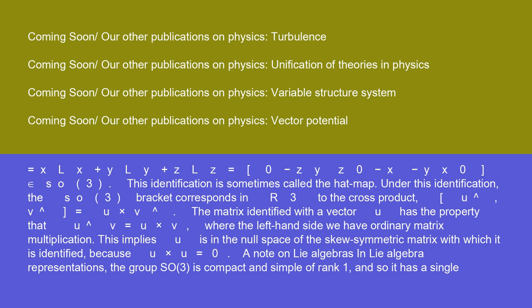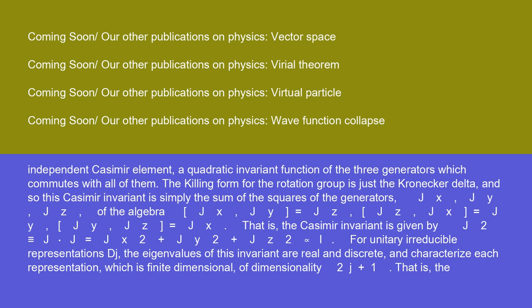A note on Lie algebras and Lie algebra representations. The group SO(3) is compact and simple of rank 1, and so it has a single independent Casimir element, a quadratic invariant function of the three generators which commutes with all of them. The Killing form for the rotation group is just the Kronecker delta, and so this Casimir invariant is simply the sum of the squares of the generators, Jx, Jy, Jz, of the algebra: [Jx, Jy] = Jz, [Jz, Jx] = Jy, [Jy, Jz] = Jx.